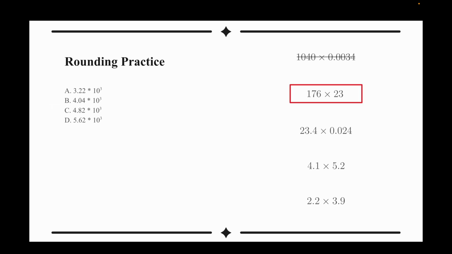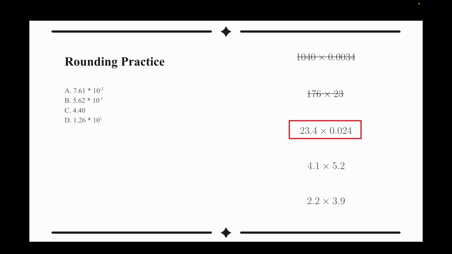For this next equation, we can round these numbers into much simpler ones. 176 can be rounded up to 200, and remember, if we rounded this up, we should round this number down. So 23 can round into 20, and then we get our final answer of 4,000. That's closest to answer choice B, which is our correct answer.